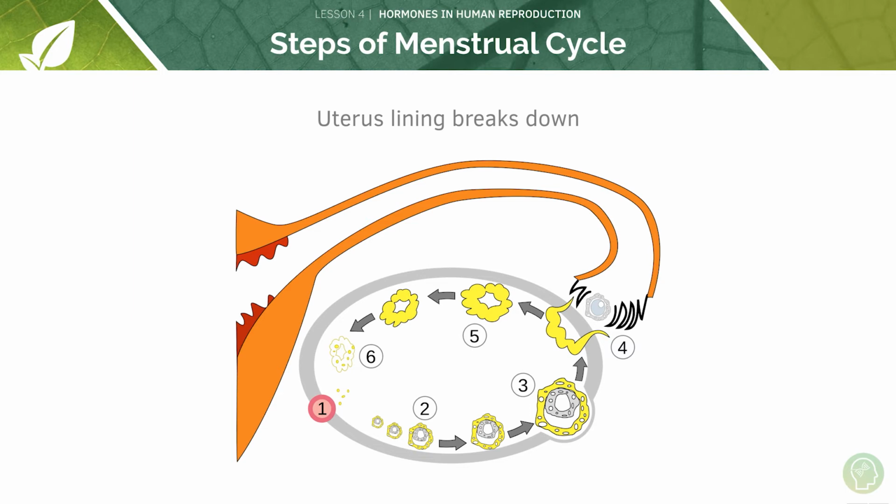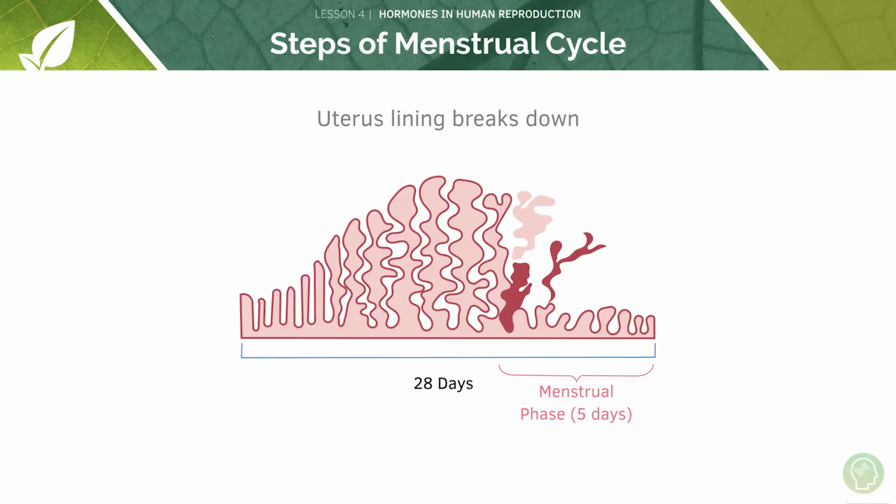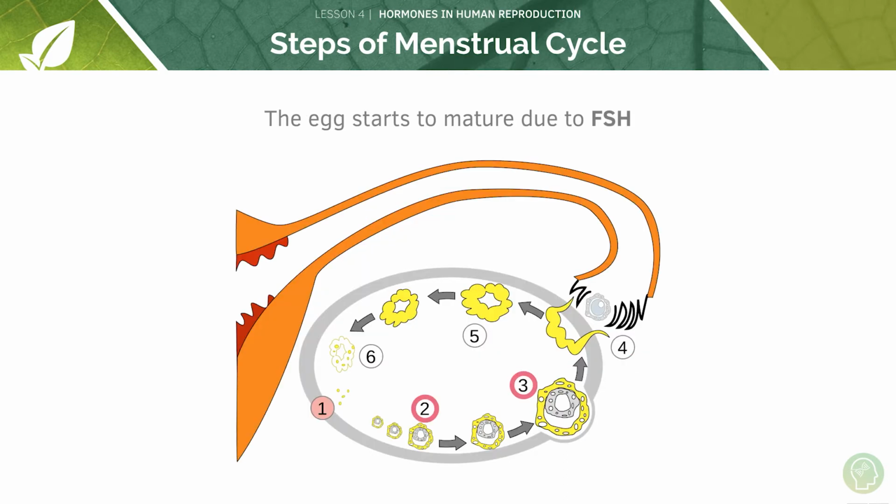First of all, the uterus lining breaks down. This happens in the menstrual phase, which occurs over a period of 5 days. We can either look at this as the start or the end of the cycle, either or. Now the egg starts to mature due to a hormone called follicle stimulating hormone.